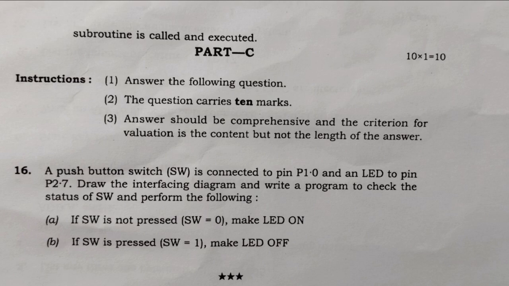A bit. If SW is not pressed, that means SW equal to 0, make LED on. B bit. If SW is pressed, that means SW equal to 1, make LED off. These are the questions given in this question paper.